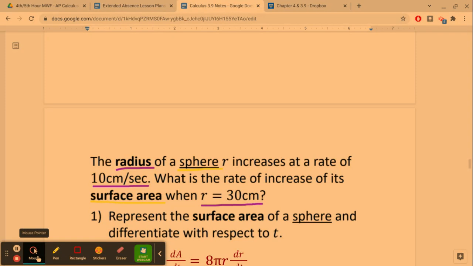You can look at the back of my room. You can probably see a formula. There you go. Now you can turn around, Xander. All right, back to your work. Let's get to work. Give it a second. See if you can represent the surface area and differentiate with respect to t.